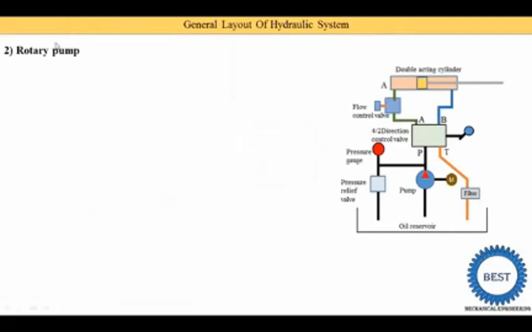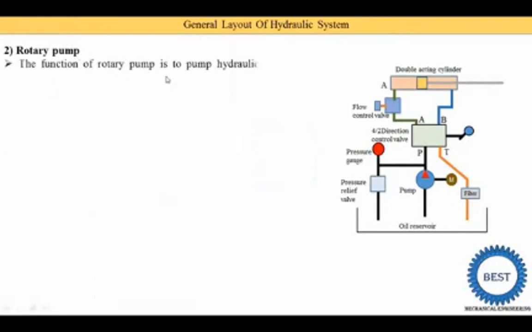Second component is the rotary pump. Why is the rotary pump required in an oil hydraulic system? We require it to increase the pressure. Without increasing the pressure, oil is not able to create much force. So if we increase the pressure, then the force is increased.